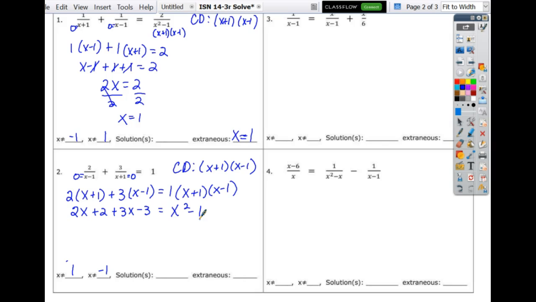So I have x squared, so I want to move all this stuff to the x squared side. So I want to combine like terms first. So this is going to be 5x minus 1. So I'm going to subtract the 5x, and I'm going to add the 1. And these ones cancel out.